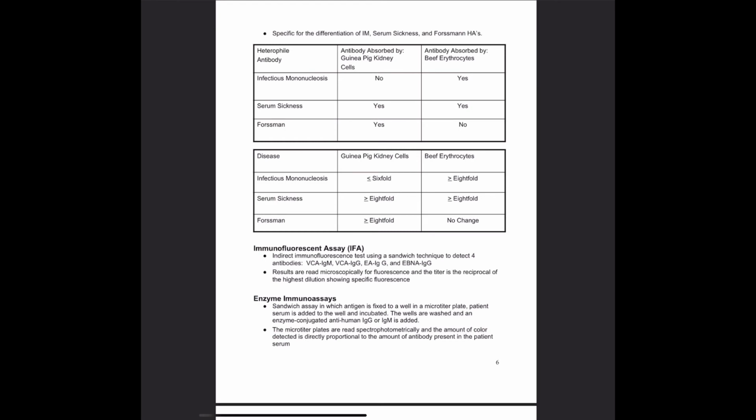We also have an immunofluorescent assay. This is an indirect immunofluorescent test that uses a sandwich technique to detect 4 antibodies: VCA IgM and IgG, early antigen IgG, and EBNA IgG. Results are read microscopically for fluorescence, and the titer is the reciprocal of the highest dilution showing specific fluorescence.